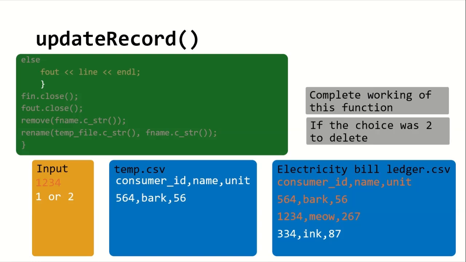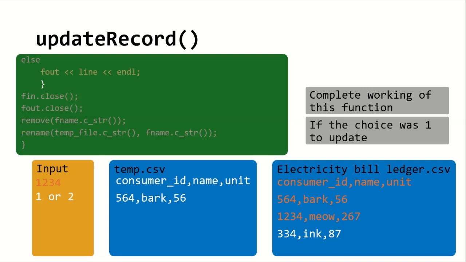We have a matching ID. 1, 2, 3, 4 is in the input, the ID we wanted to check, and 1, 2, 3, 4 is also present in here. If the choice was 2 to delete, if you want to delete the entry, we're just going to skip and go to the next line and write that line.